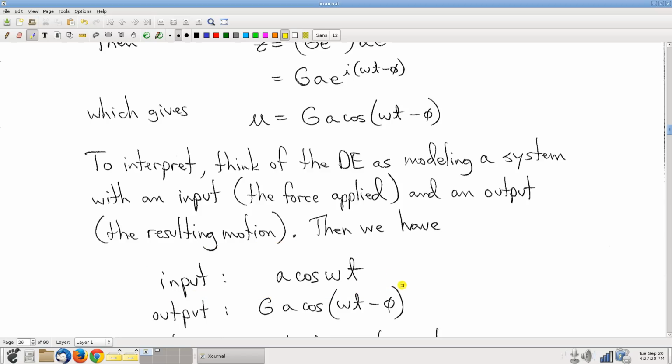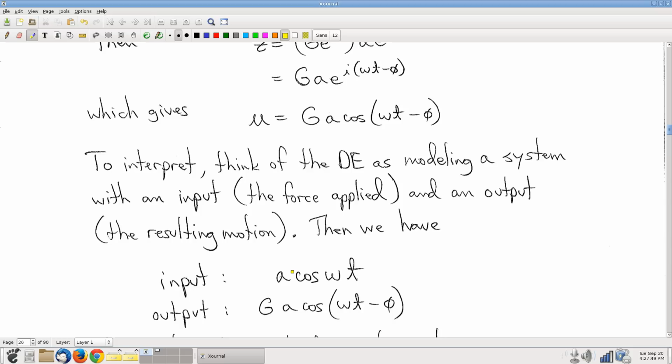Don't forget our solutions. Our solutions describe the resulting motion, and you can think of these as sort of an input and an output. Given a mass on a spring, depending on what forces you apply to that mass on a spring, think of that as the input to the system. There is a resulting motion of the system resulting from the forces that you applied. So we think of that as the output from the system.